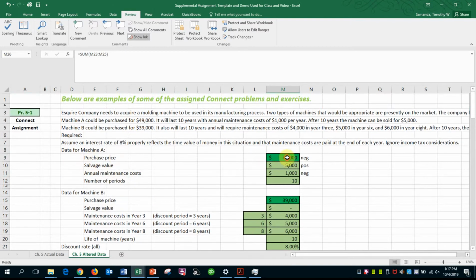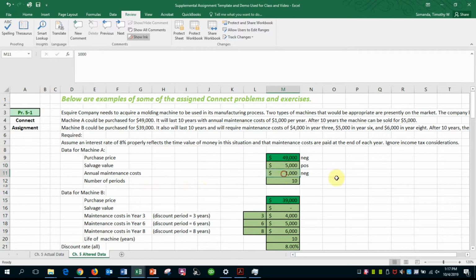The first machine has a purchase price of $49,000 using my numbers, again the dark shaded cells. Green cells are an alteration of the data that is given. That's a negative cash flow since it's an immediate payment of $49,000. We do get some recovery at the end of 10 years of $5,000, but that's not worth $5,000 today. That's worth $5,000 in 10 years. So we have to discount that back to today for 10 periods. And again, that's a positive cash flow.